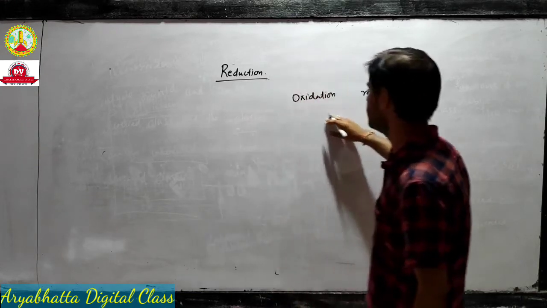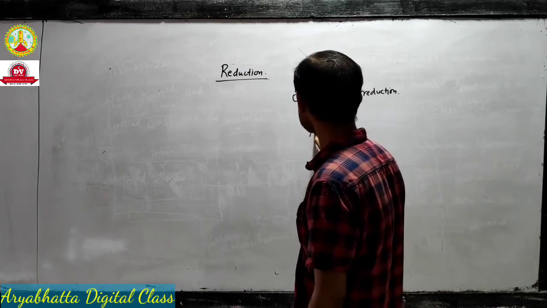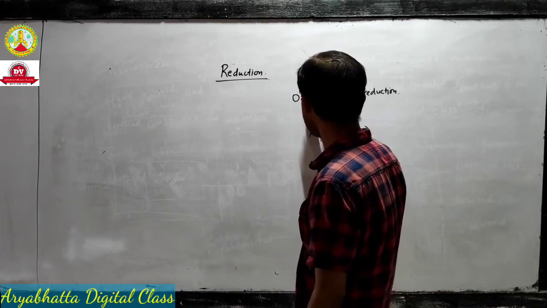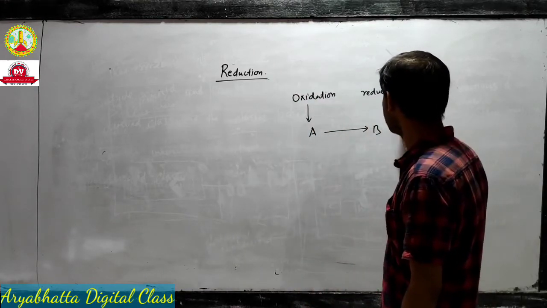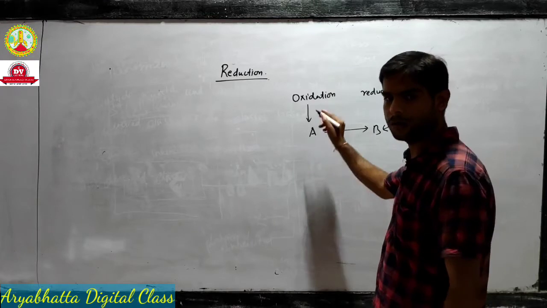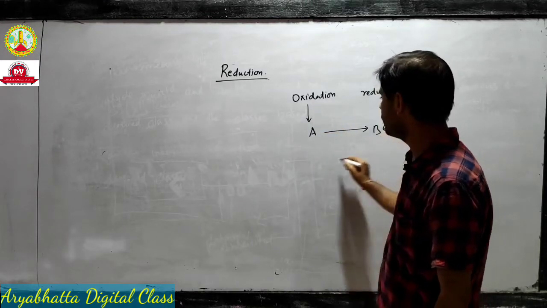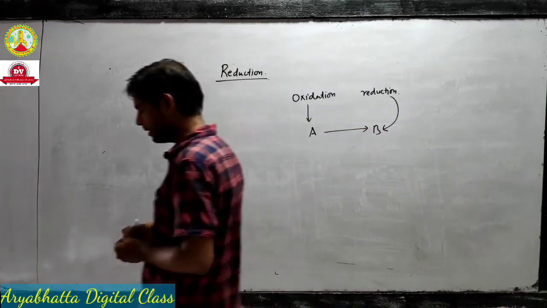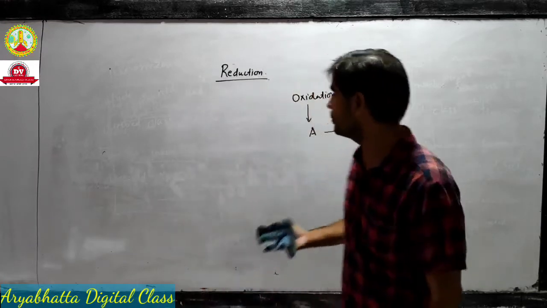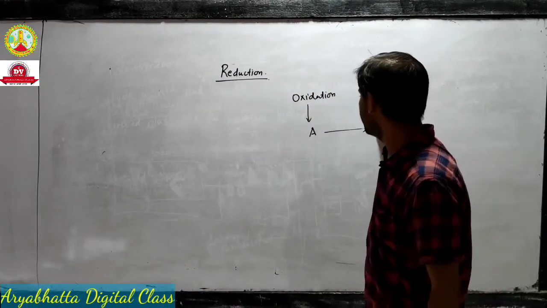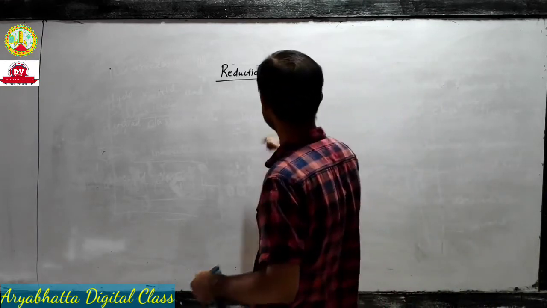are just reverse processes. That means, suppose if you oxidize A and it gives B, then if you reduce B, it will give A. If oxidation of A gives B, then reduction of B will give A. That means if oxidation of alcohol gives you aldehyde, then the reduction of aldehyde will give you alcohol.